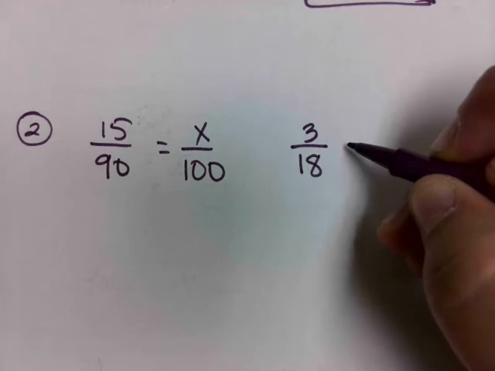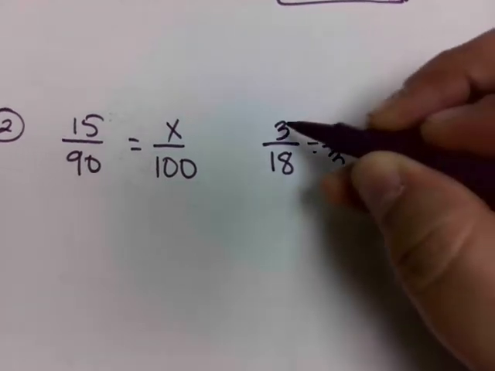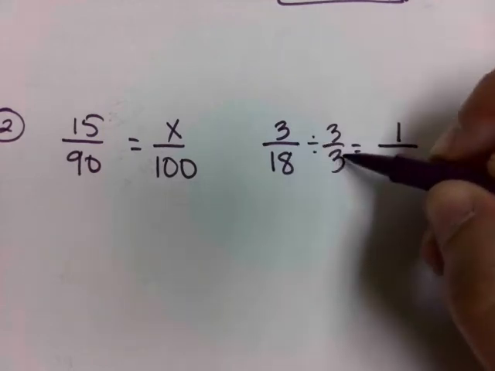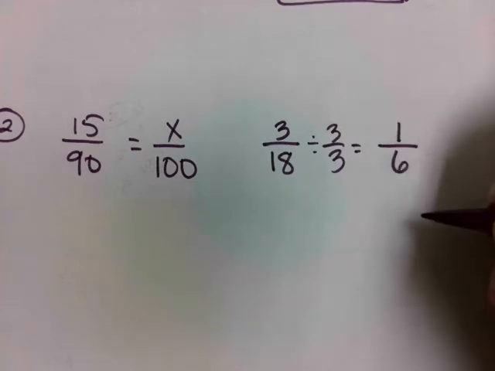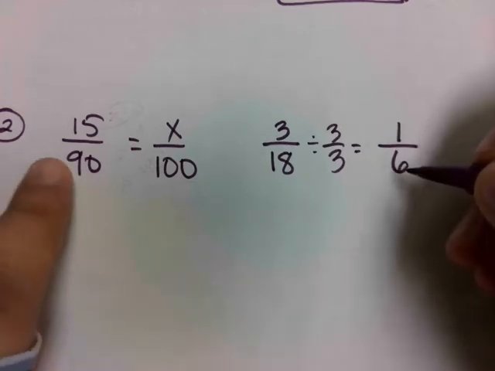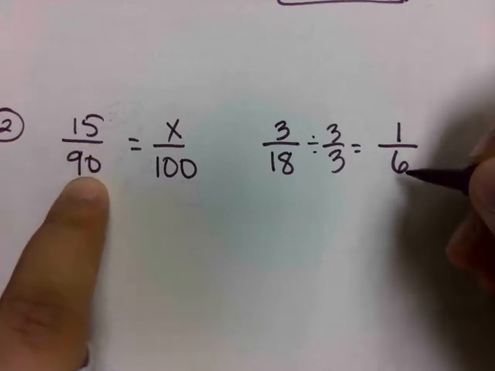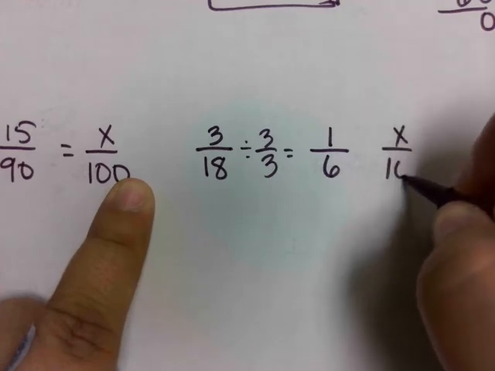I need to slow down. All right, so this I know has a common factor of 3. So 3 divided by 3 is 1. And then 18 divided by 3 is 6. So that's the lowest I can go. 1 over 6, so that's what this converted down or reduced down into. 15 became 1, 90 became 6, and I still have my x over 100.